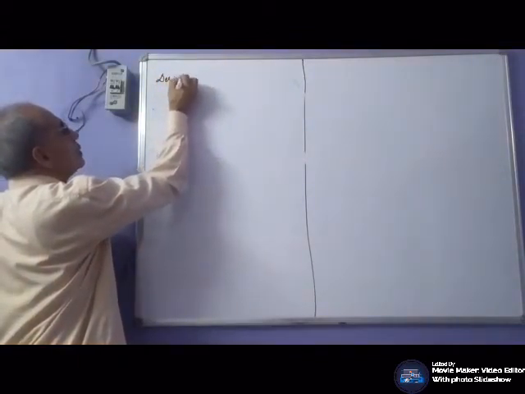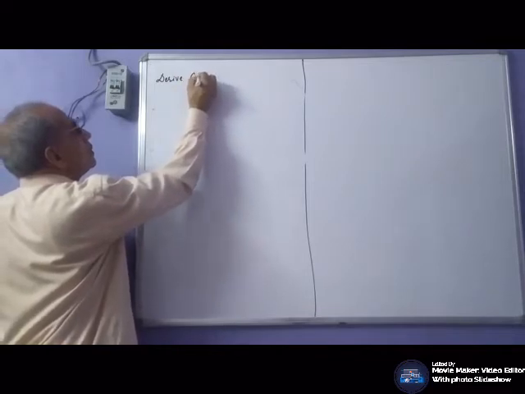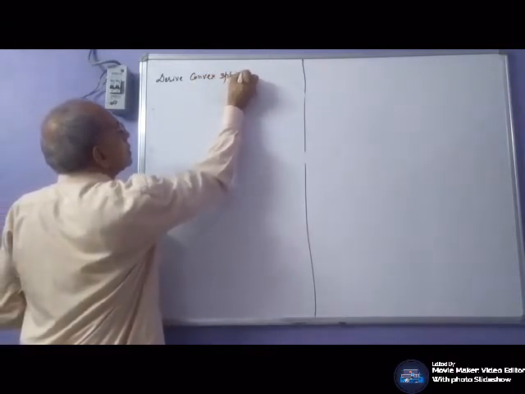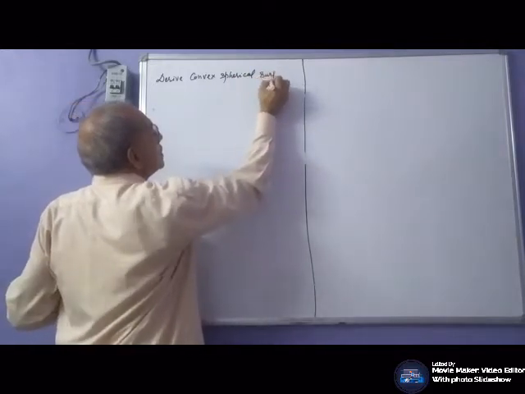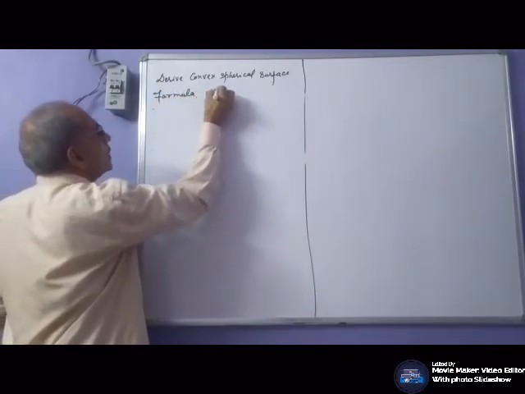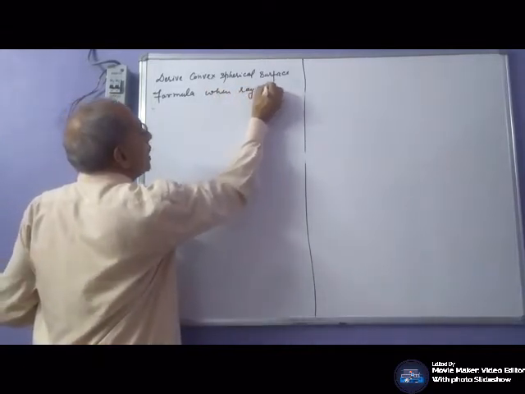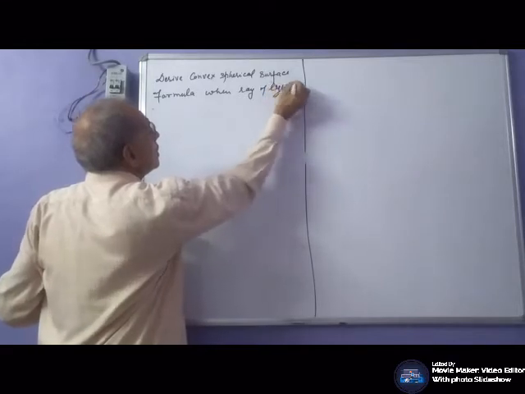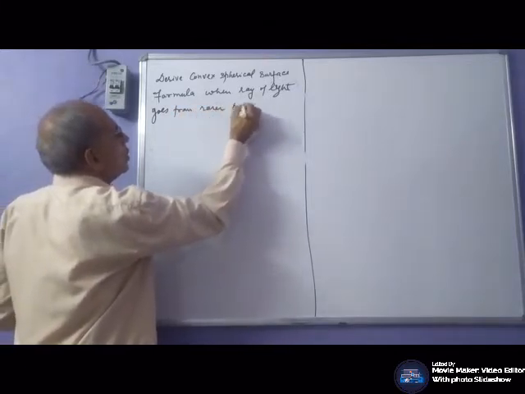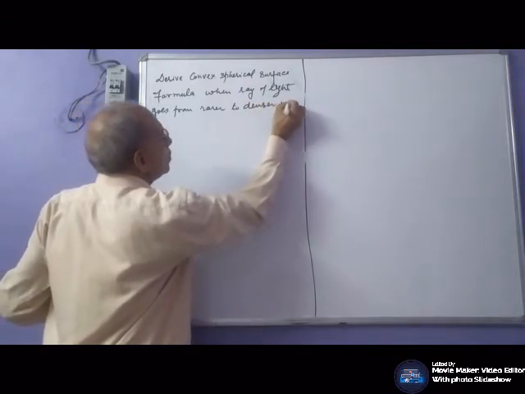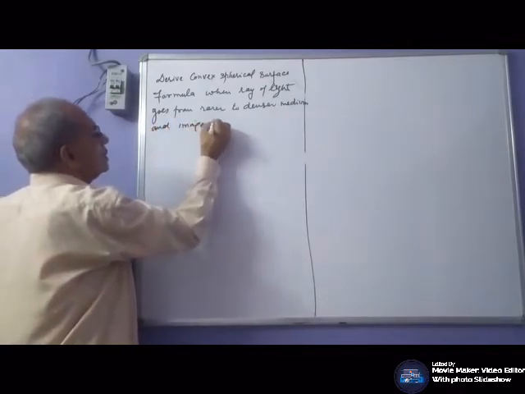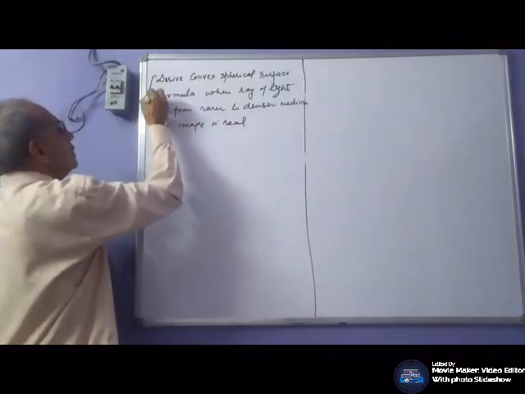Derive the convex spherical surface formula when a ray of light goes from rarer to denser medium and the image is real. This is a question.